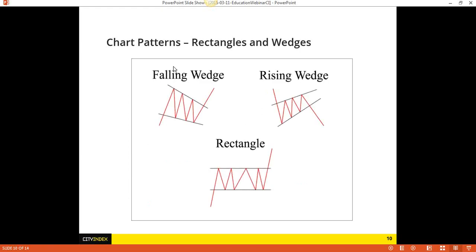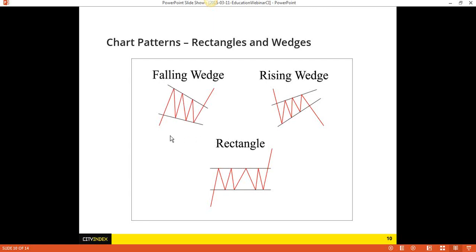How is a wedge different from a triangle? That would be a good question to ask. My answer would be it's really not. The technical difference is that in a triangle, the bottom border is either flat or moving to the upside, and the top border is either flat or moving to the downside, whereas in a wedge, both borders are moving in the same direction, to the downside or to the upside. Maybe at different angles like we see here, but they're moving in the same direction. As we can see with the falling wedge here, both borders are moving to the downside.